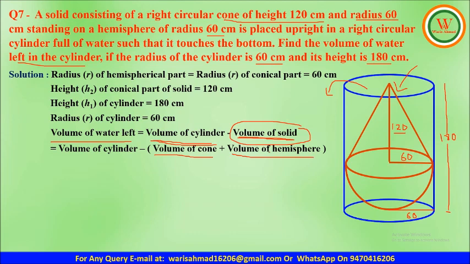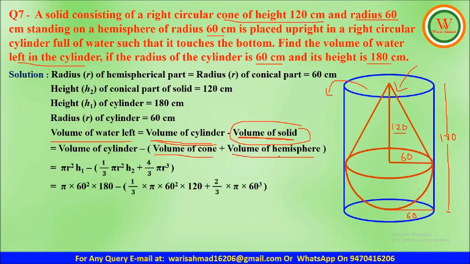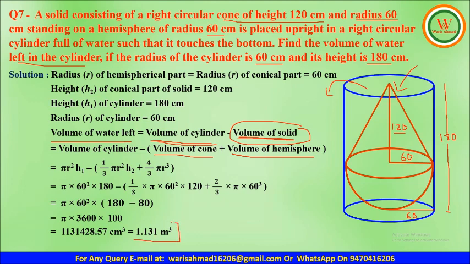After that we write the formula of volume of cylinder, volume of cone and volume of hemisphere. So here we can write pi r square into h1 minus 1 upon 3 pi r square into h2 plus 4 upon 3 pi r cube. After that we'll put the value of all the variables, and after solving this equation we will have pi into 60 square into 180 minus 80, and finally we will have pi into 3600 into 100, and after multiplying this one we will have the final result that will be equal to 1.131 meter cube. So this is the final solution of this question.